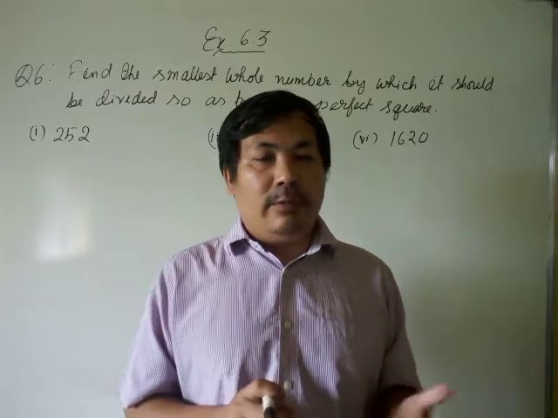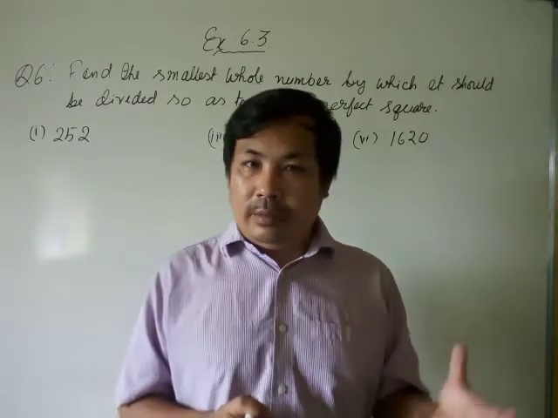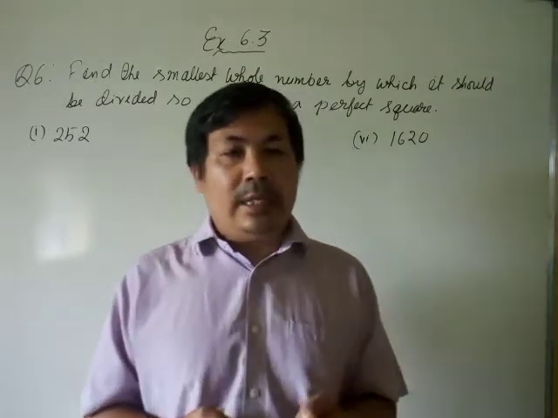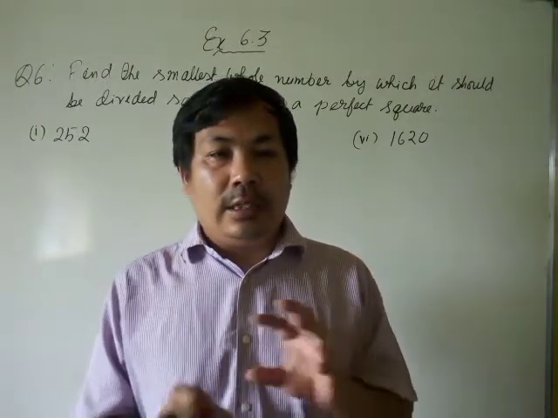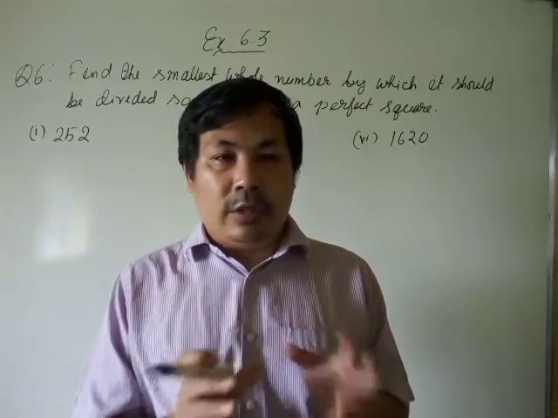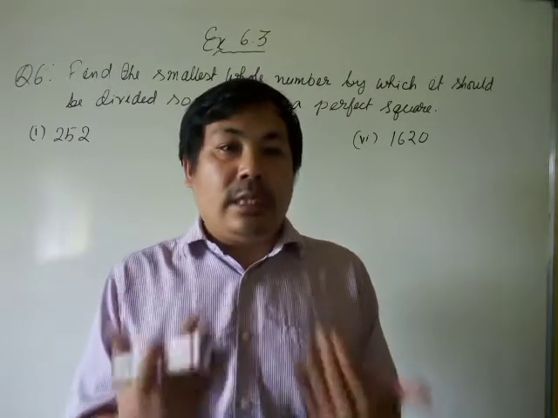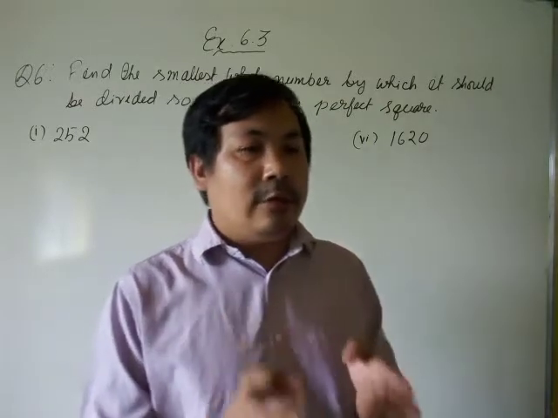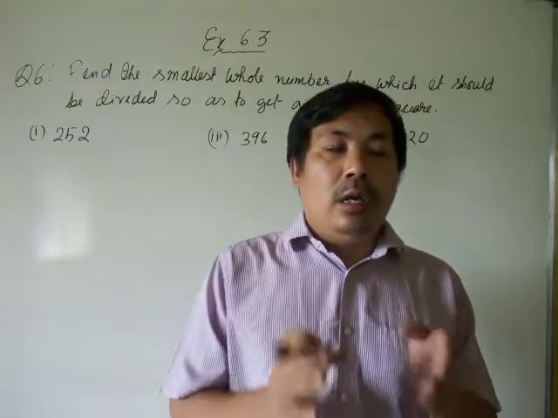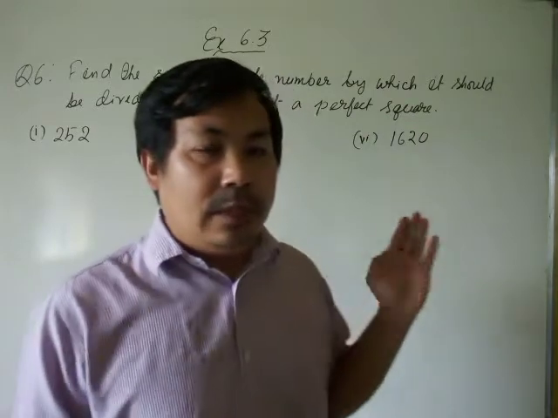So in question number 5, it was asking you to find the number to multiply. Now here it is asking to find the number to divide. So it is a little reverse of question number 5, but the process is the same. How we find the number, that process is the same. Okay, clear. So let us see. First of all, what do we have to do? We have to do the prime factorization of the number here.